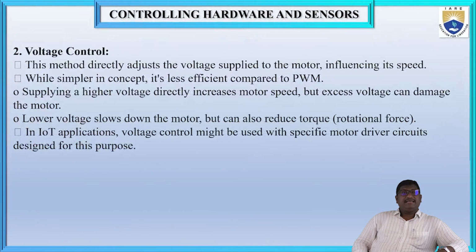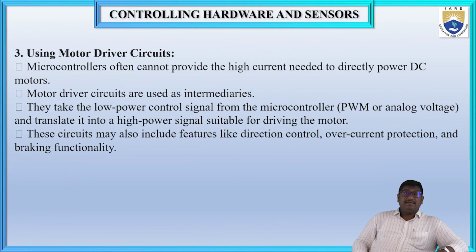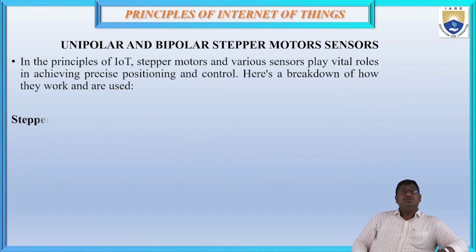And coming to voltage control, this method directly adjusts the voltage supply to the motor. By supplying high voltage and low voltage, we are controlling the voltage. Motor driving circuits can also be used.